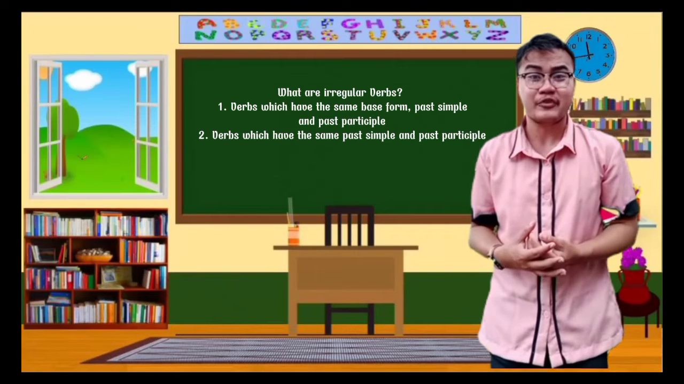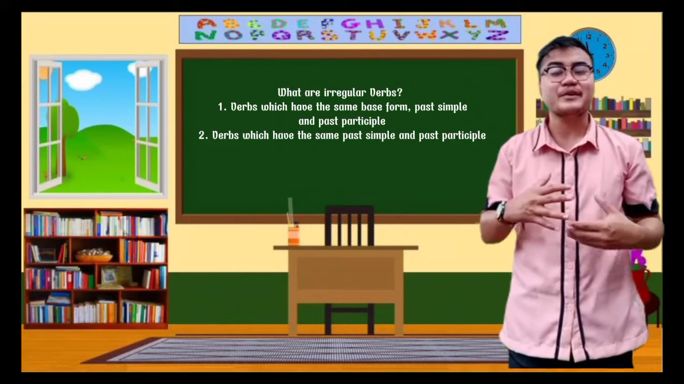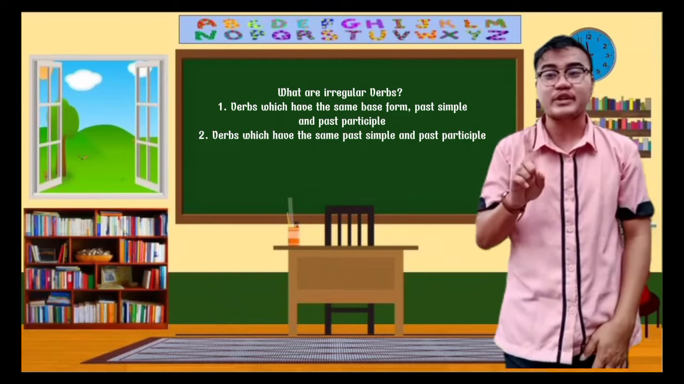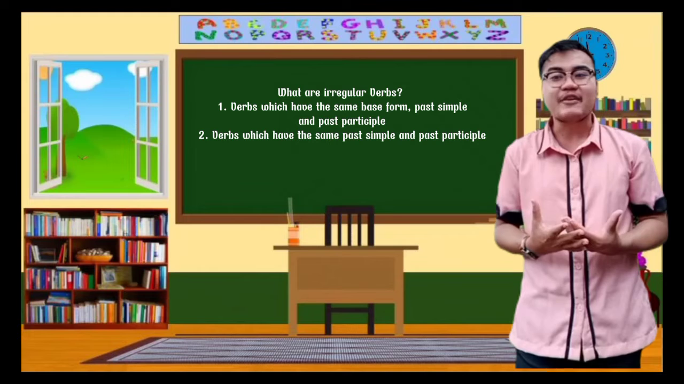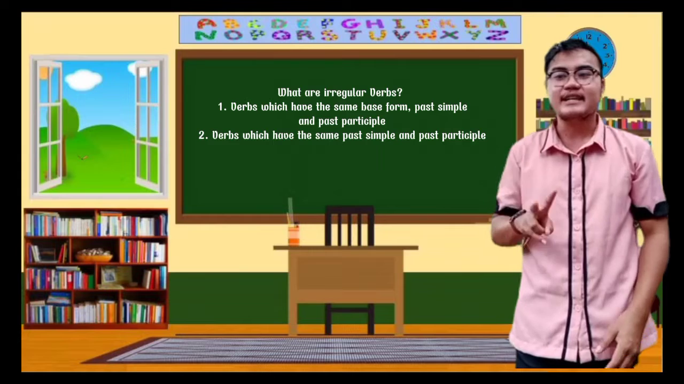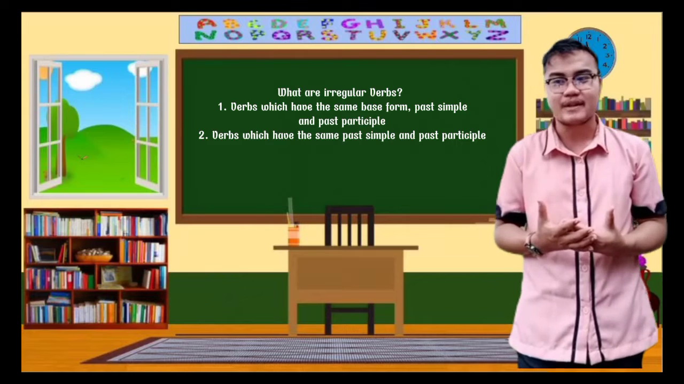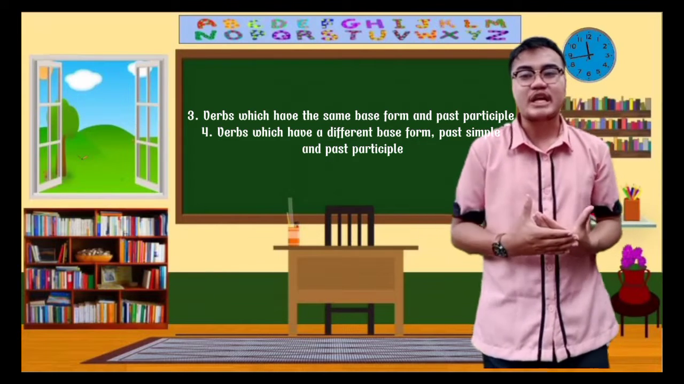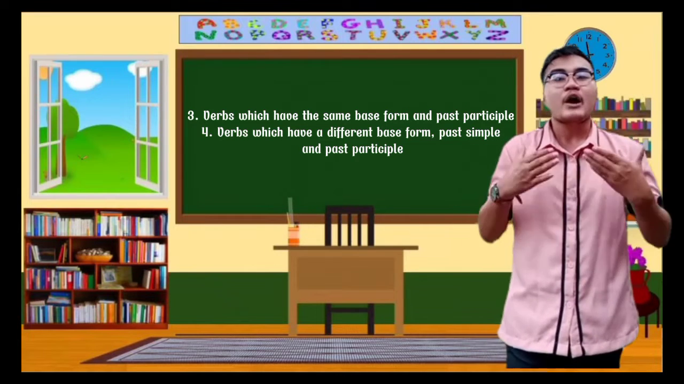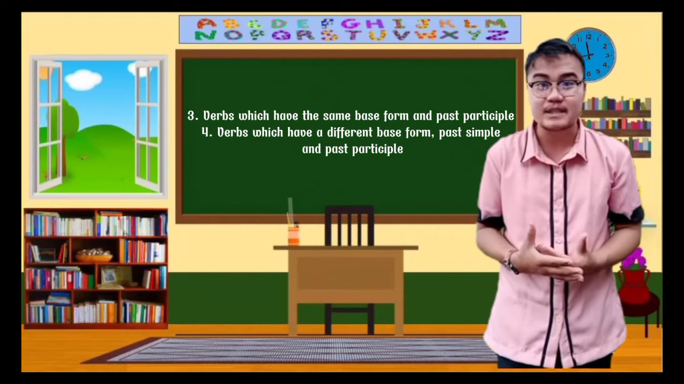Let's talk about irregular verbs. What are irregular verbs? There are about 200 irregular verbs in English. We can divide these into 4 types. The first one, we have verbs which have the same base form, past simple and past participle. Second, verbs which have the same past simple and past participle. Third, verbs which have the same base form and past participle. And the last one is verbs which have different base form, past simple and past participle.